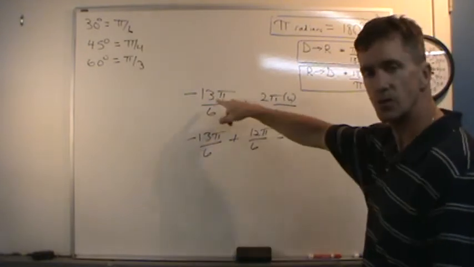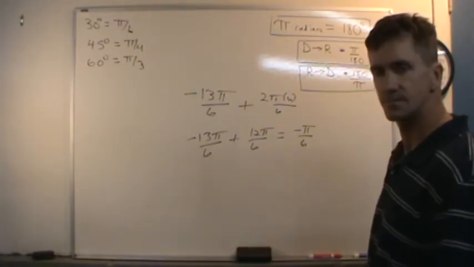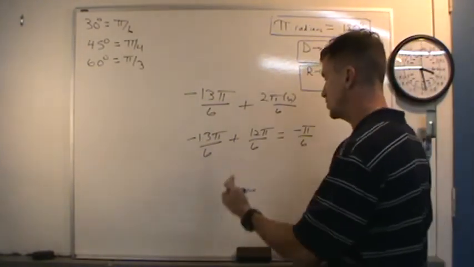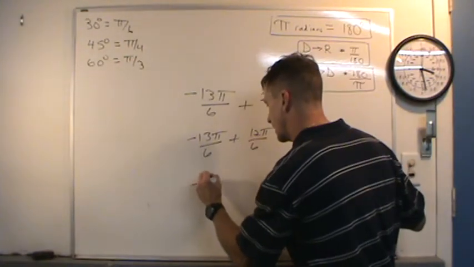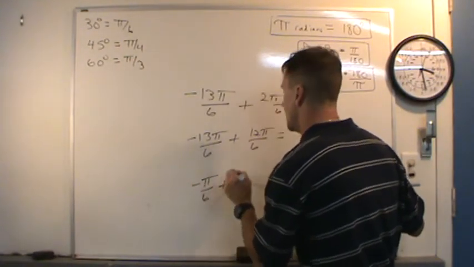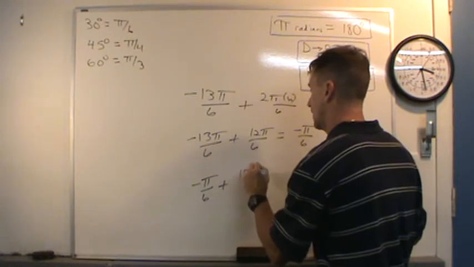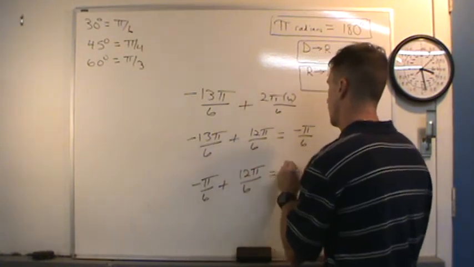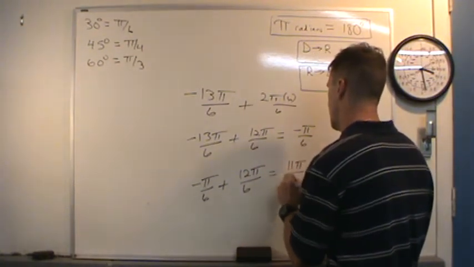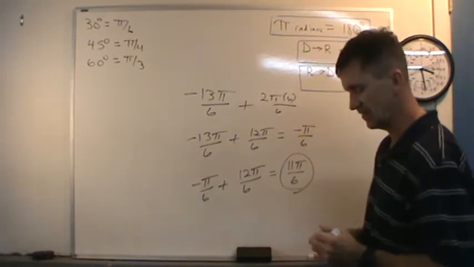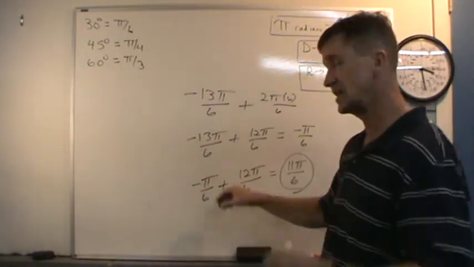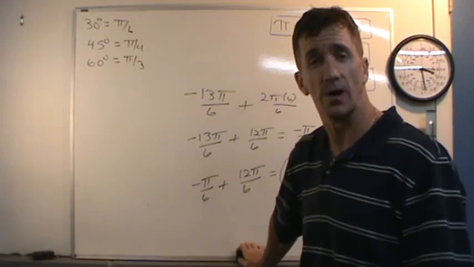Negative pi over 6 is coterminal with negative 13 pi over 6. And if you want an angle that was between 0 and 2 pi, I can just take that negative pi over 6 and add the 2 pi. And here we go. 11 pi over 6. 11 pi over 6, negative 13 pi over 6, coterminal angles.